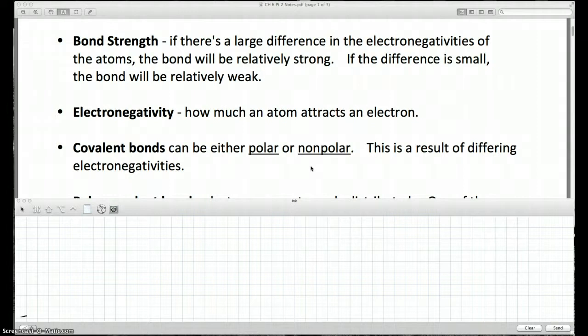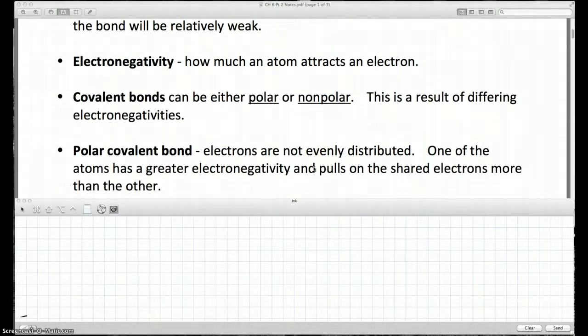And you probably heard the word polar before, like polar bears, the North Pole, the South Pole. Basically, a polar bond is a bond that has a positive and negative side. Just kind of like the Earth has a north and south pole, or a magnet has a north and south pole. Bonds have poles also. It's different from magnetism. It's more of a charge thing, so it's a positive and a negative side.